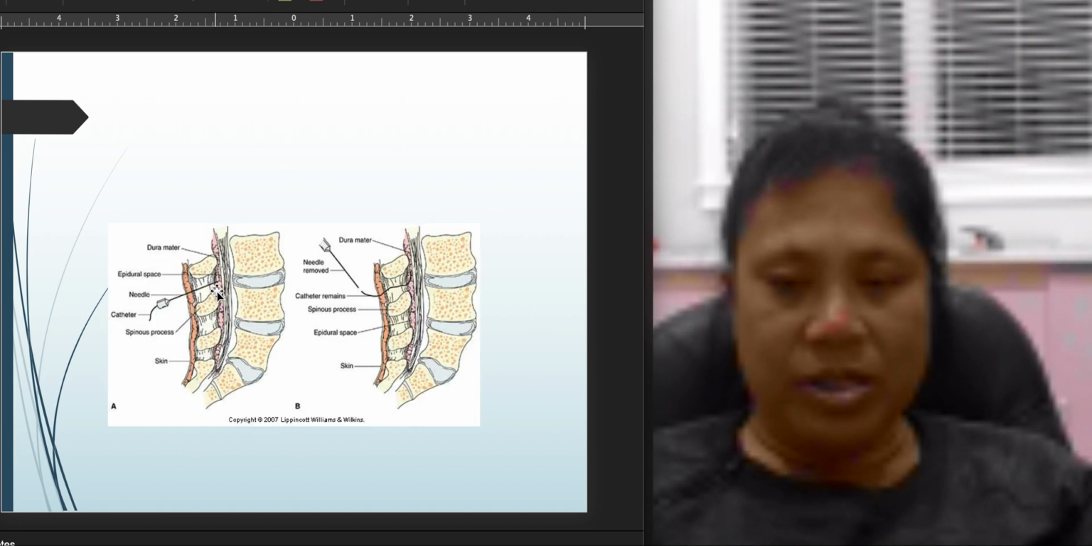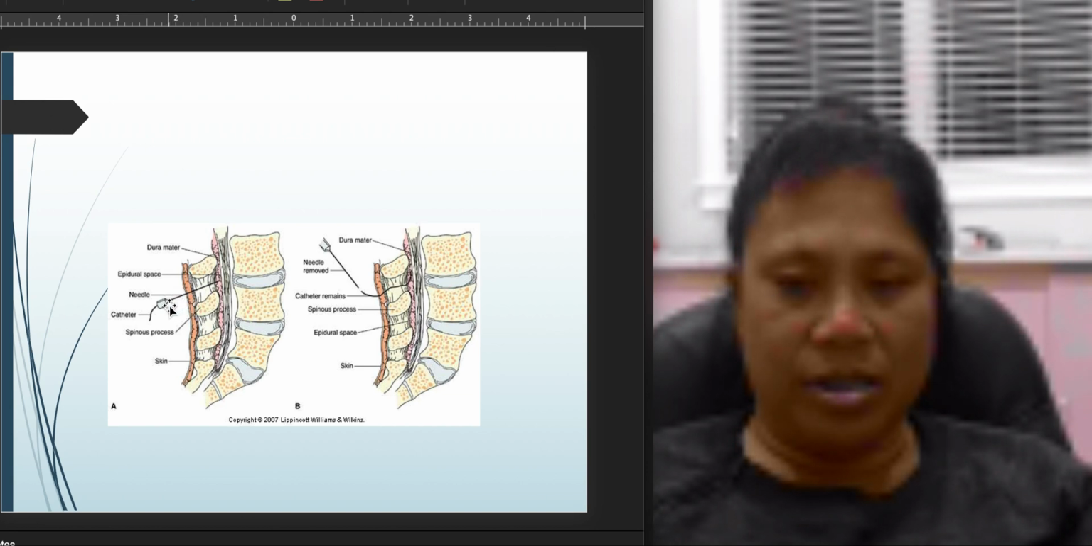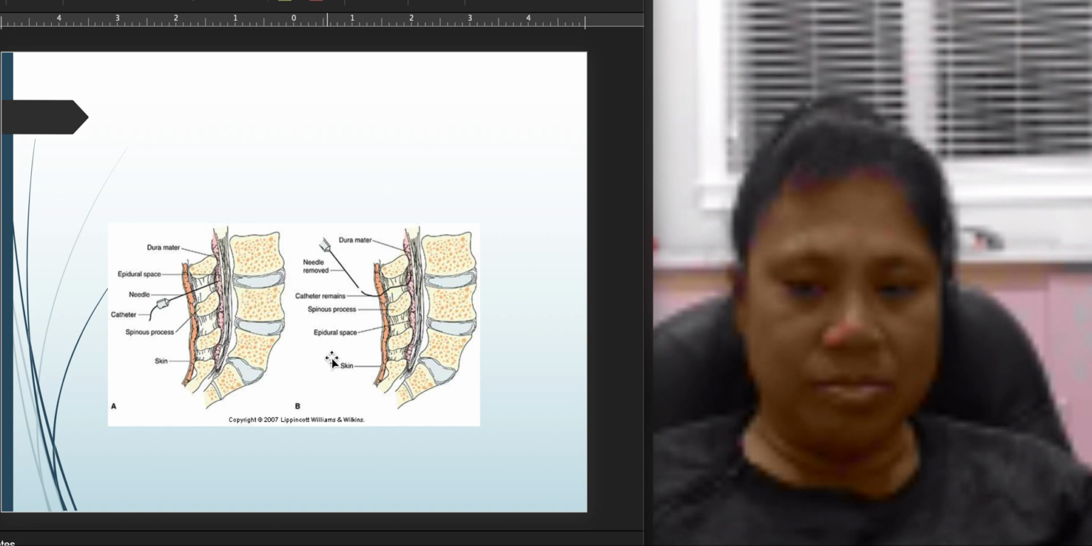So what I'm talking about here is the little needle, the catheter threading. So this is the epidural space, the outer part. It doesn't go too deep into the spinal. If it is spinal, then it goes a little deeper. Epidural is not as deep as the spinal.